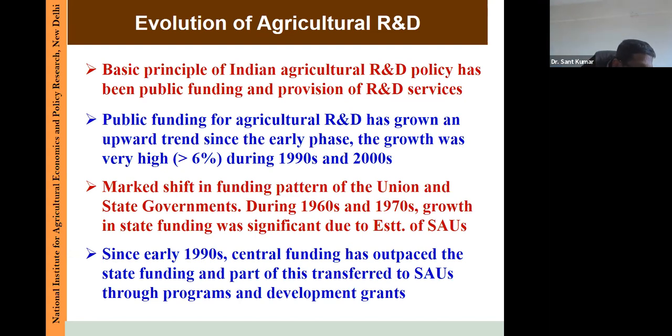During the 60s and 70s, growth in state funding was significant, because at that time we were establishing the state agriculture universities. But since the early 90s, central funding outpaced state funding, and part of this is transferred to the SAUs through programs and development grants.